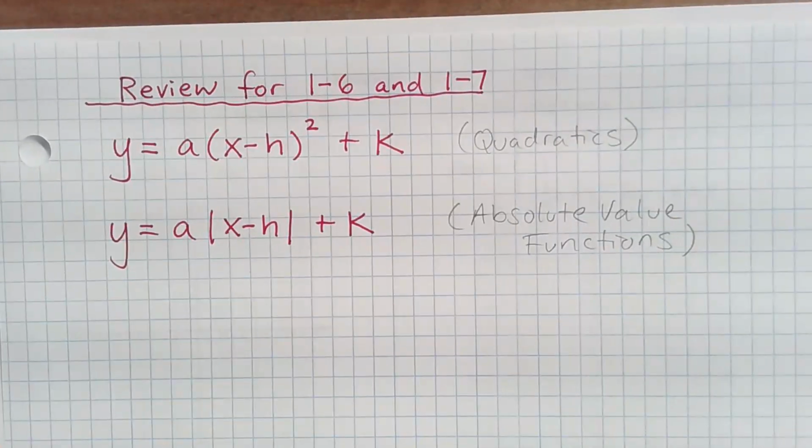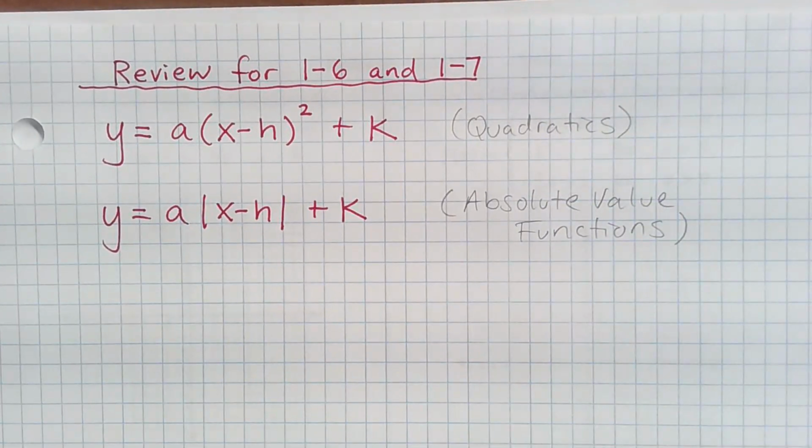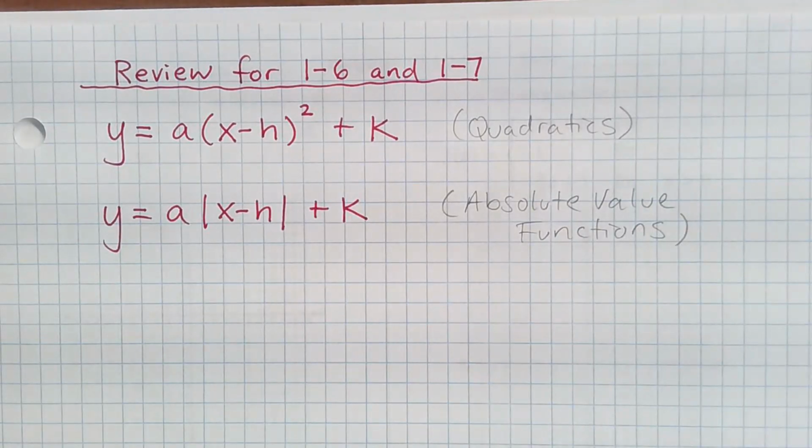Okay, so I'm going to explain a little bit what each of those variables represent, mainly the a, the h, and the k. And it's going to make it so much easier to graph. We still kind of need a table, but just not as much.